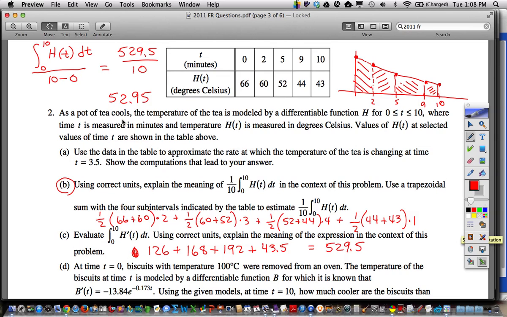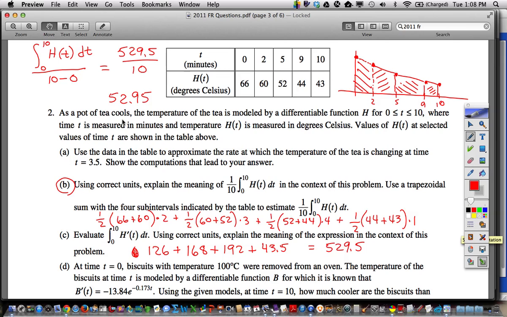Now, they're unequal widths here, aren't they? One width is 2, the next width is 3, the next width is 4, the last width is 1. But that's the best we can do when we have a table of values. We only use the 66 once, we only use the 43 once, but the others we use twice because they are part of two different trapezoids. And so it writes out just like this. You got to use a calculator, you can add those up, you get that number.